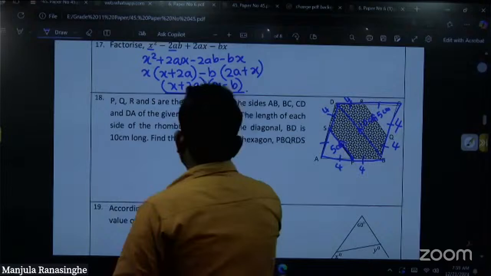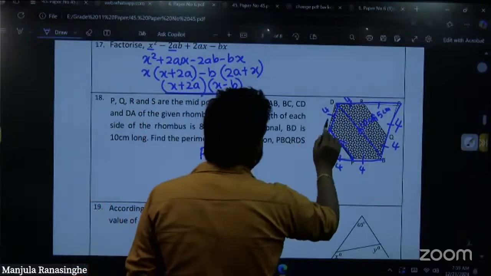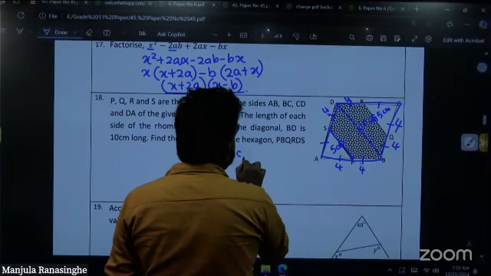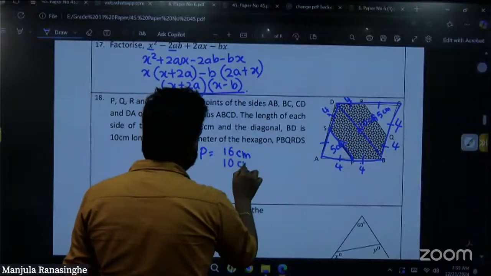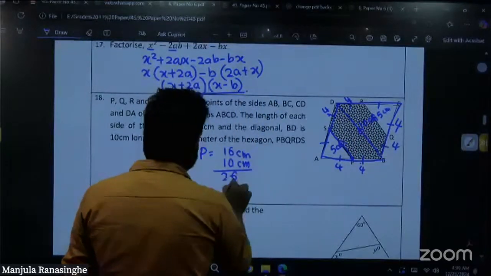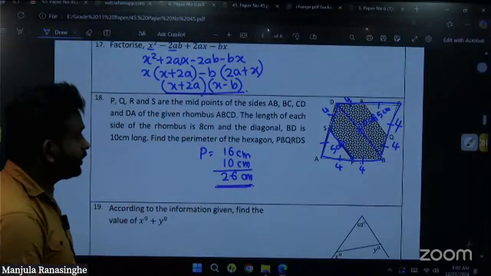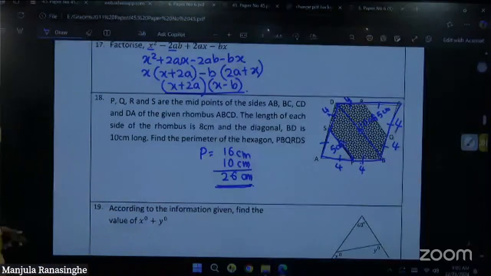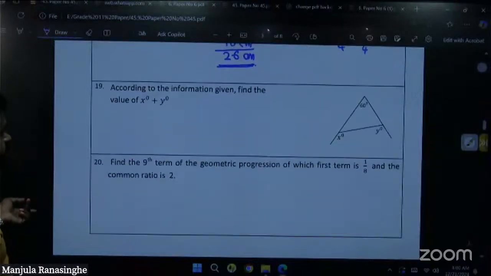Now you can find the perimeter, the sum of all the outer lengths. So how to take the perimeter? Adding 4, 4, 4, 4, that is 16. Then add here 5 and here 5, 10 there. Add these two, then it comes to 26 centimeters. Okay, right, good questions dealing with the midpoint theorem. If any doubts, send me a message.